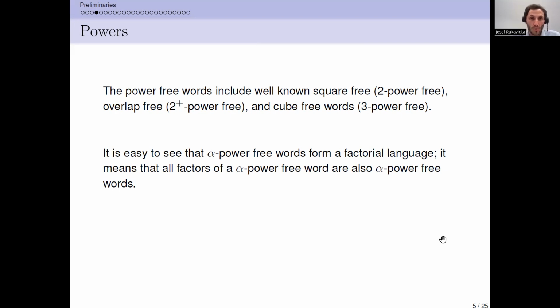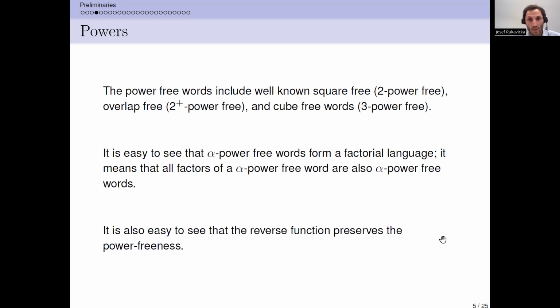Also it is easy to see that alpha-power-free words form a factorial language. It means that all factors of an alpha-power-free word are also alpha-power-free. In general this is not true for any language, but for the language of alpha-power-free words, this is true. So this is obvious but very useful in some proofs to be aware of it.